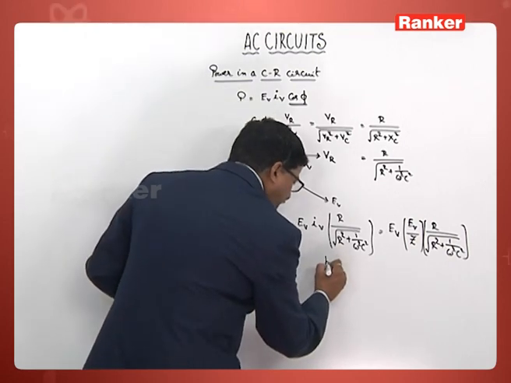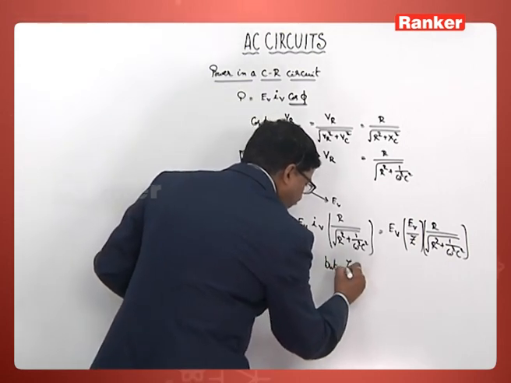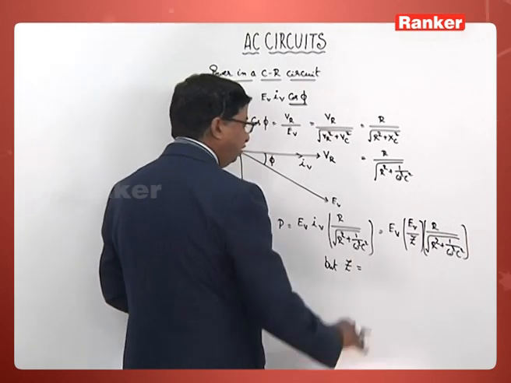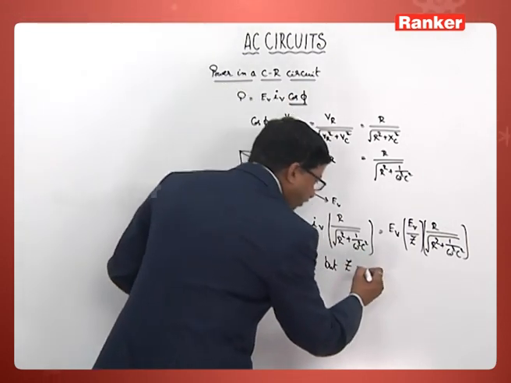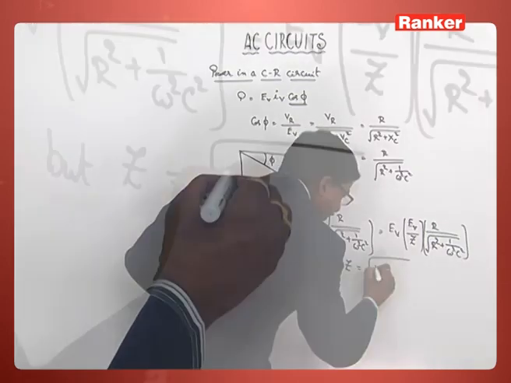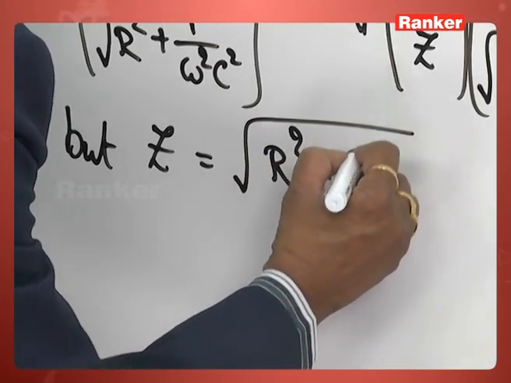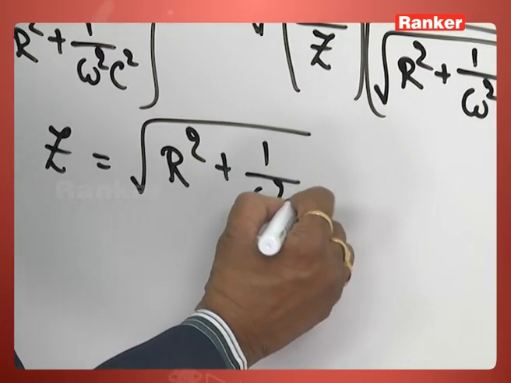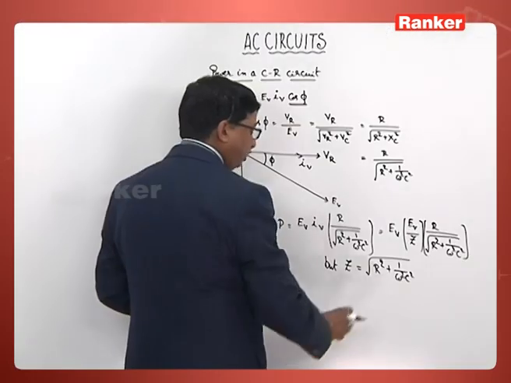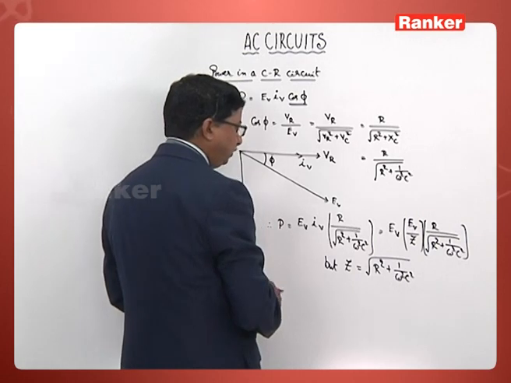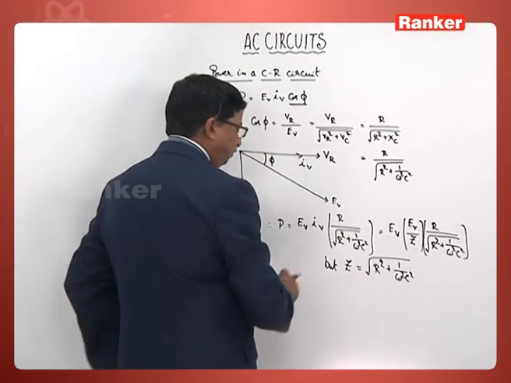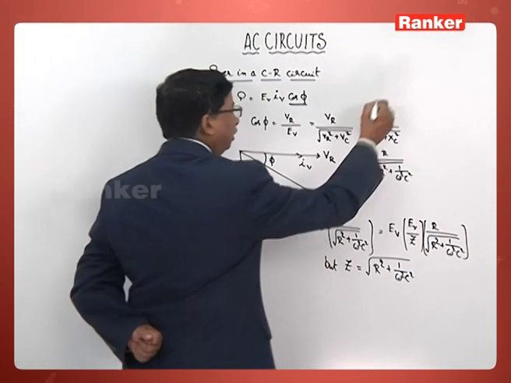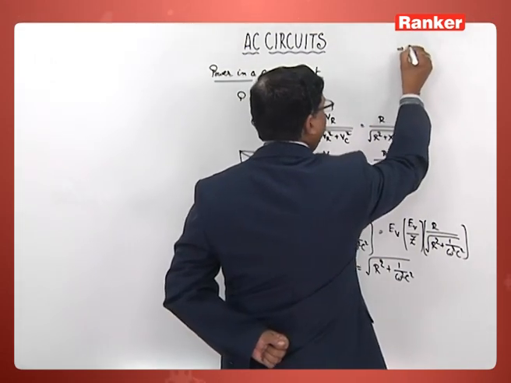But in fact, we can directly understand that Z is the impedance of this CR circuit. What is the formula for impedance now? It is root over R square plus 1 by omega square C square. This is the value of Z. When I substitute this value in place of Z, what would be the total power we are going to get?